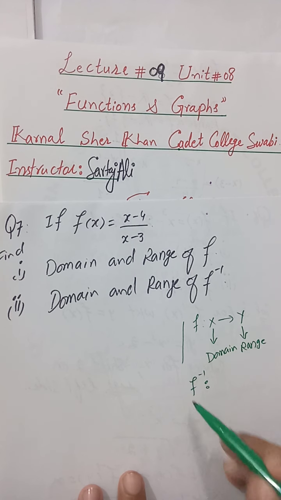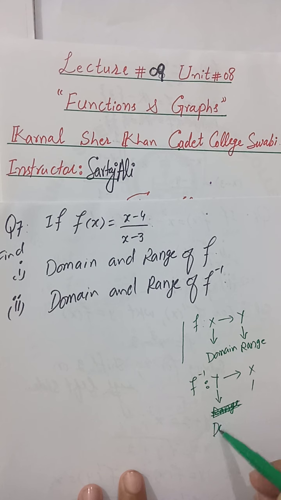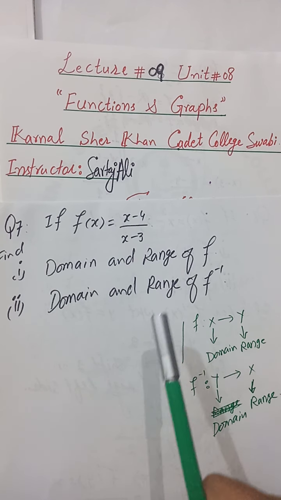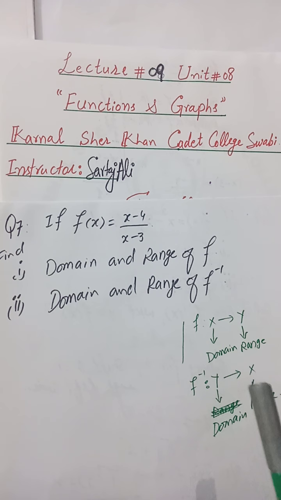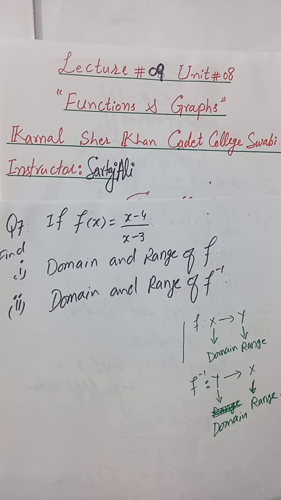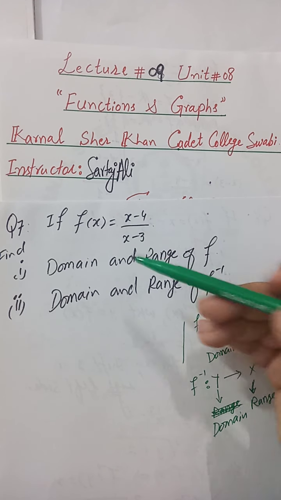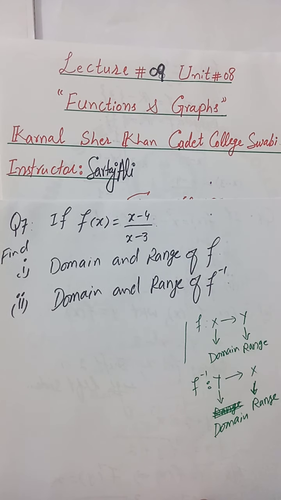If this function is bijective, then that inverse must be a function and must be bijective. So that becomes your range, that becomes your domain, which is the range of the given bijective function, and that will become the range. So if we are interested to find the range and domain of the given function and its inverse, you need to calculate the domain of this function and the domain of the inverse function. The domain of this function will be actually the range of the inverse function, and the domain of the inverse function will be the range of this function.